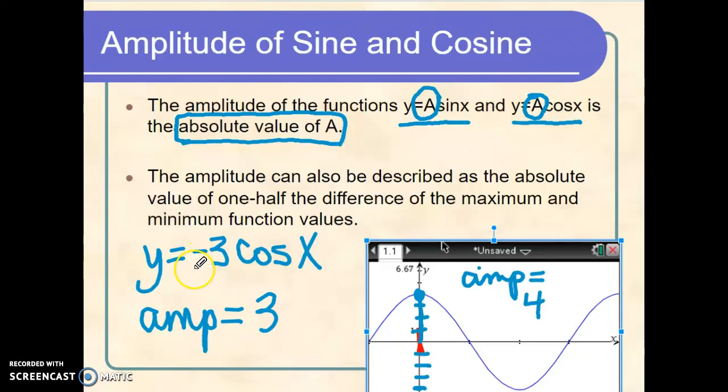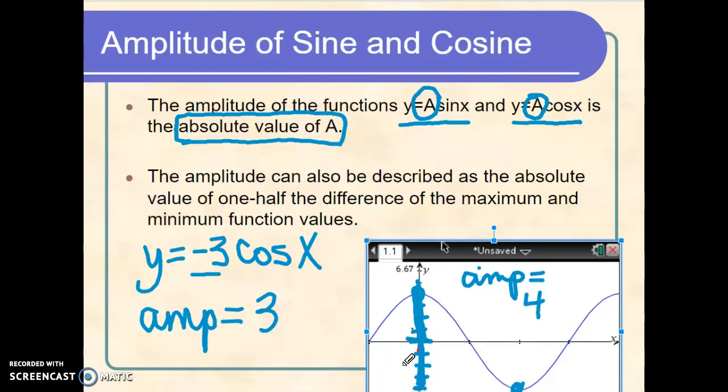Now, another definition of it says the amplitude can also be described as the absolute distance of half of the distance between the maximum and the minimum values. But as Ms. Thomas is showing you right there, I think if you just draw it and look at it, you can see that the amplitude is the same distance from the middle up as it is from the middle down.